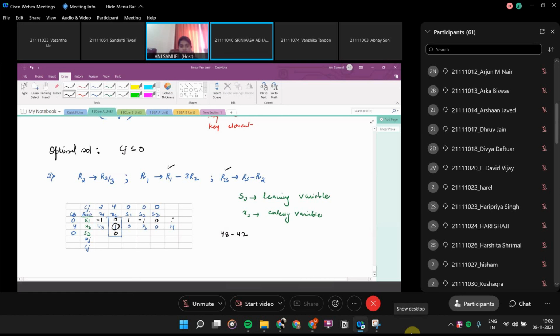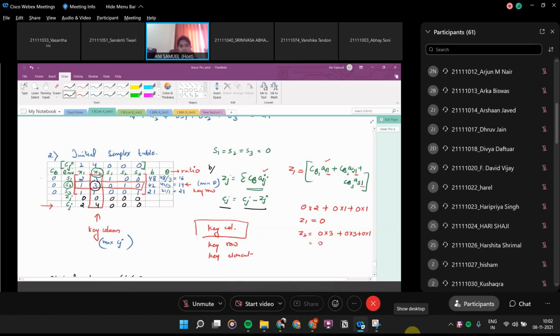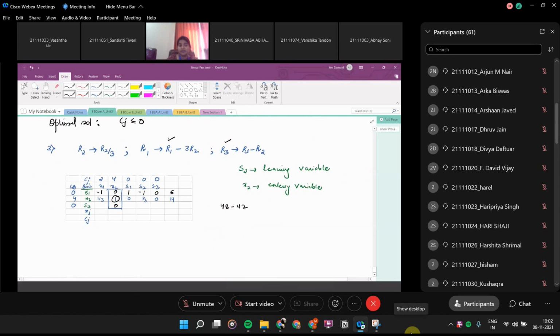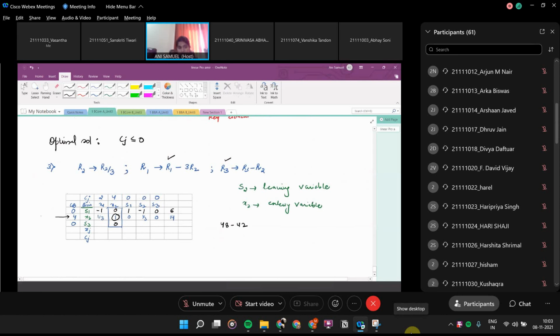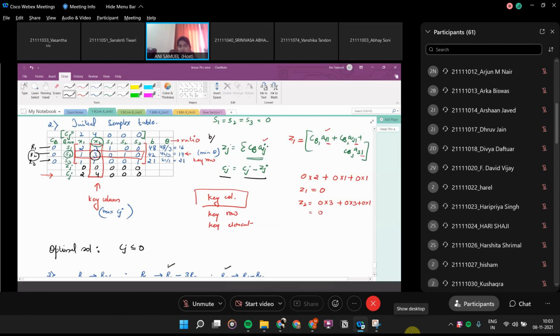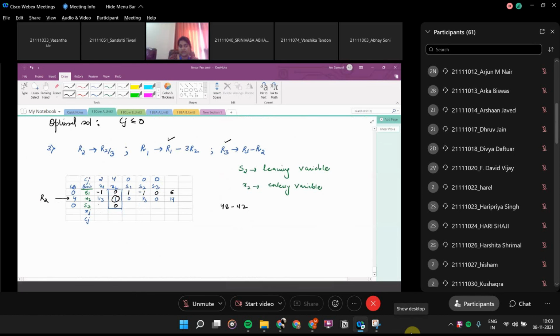Ma'am, second transformation, it's R1 minus 3R3? R3, no, R2 only. This is my R1, R2. My key row is R2, right? So all transformations will be using R2 only. Yes, ma'am. Be careful that the row you are using for the transformation is R2, using these values, not the above one. Is there any confusion, anybody?